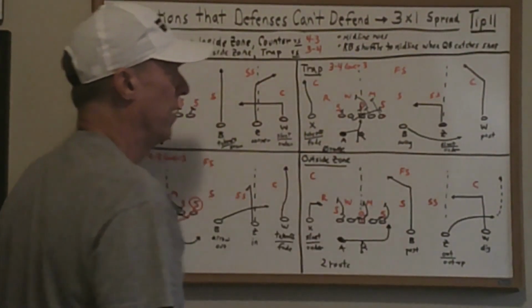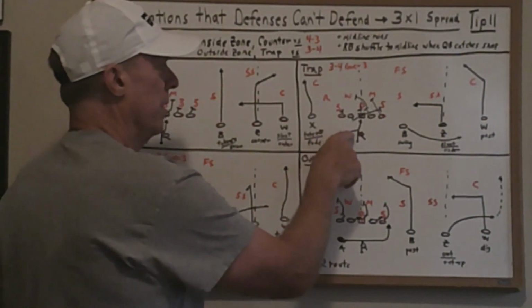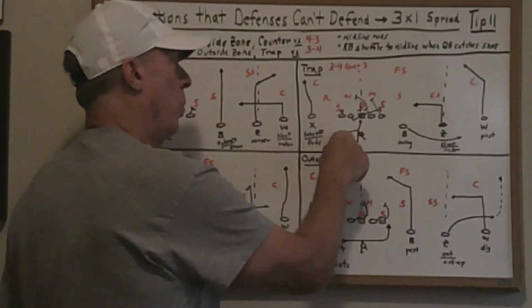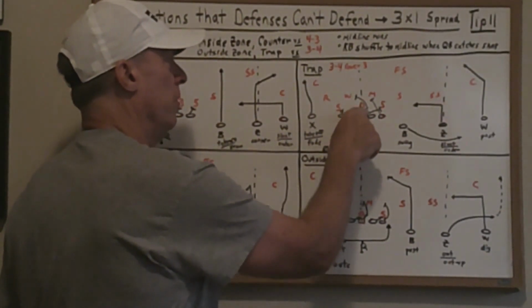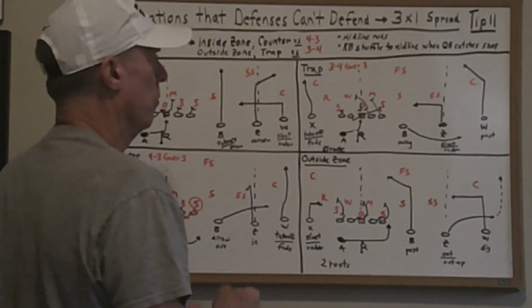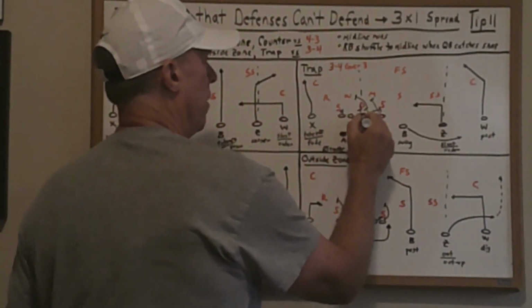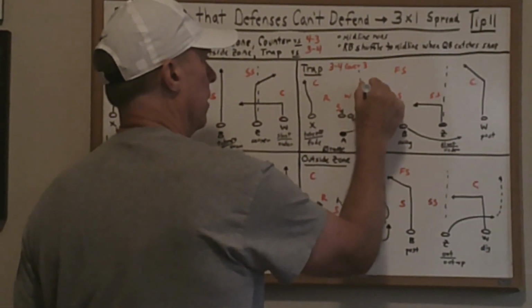He kicks out the 5 technique, and once again, the running back waits till the quarterback touches, shuffles over, and he's going to run midline, and he's going to run right off of this little wall right here, okay?